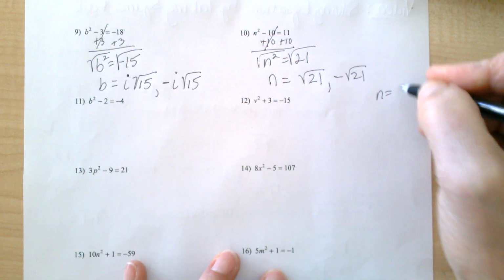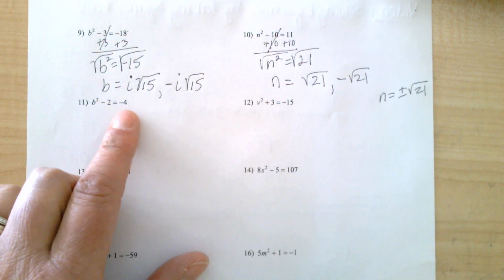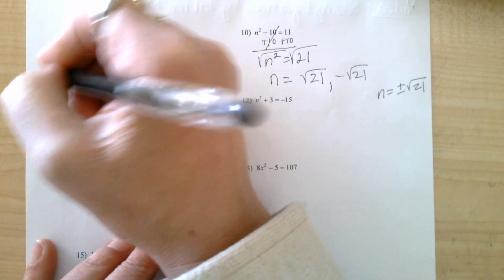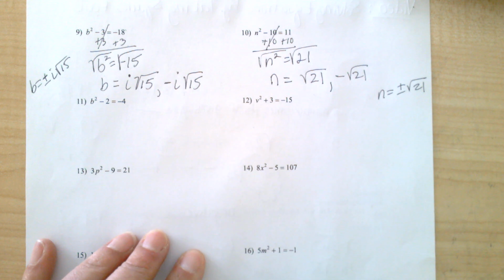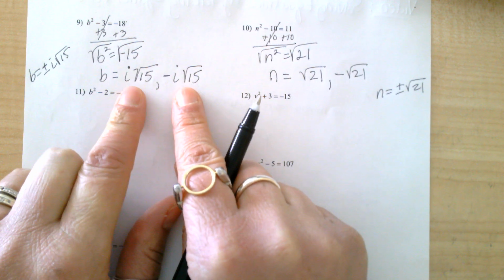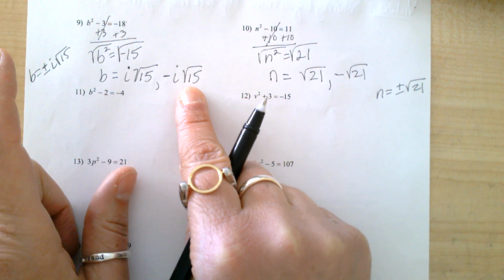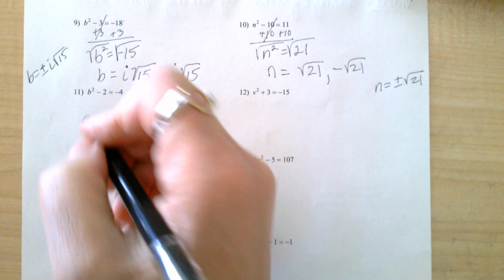If you do want to write it as plus or minus the square root of 21, feel free to do so. Same here. If you do want to write it as plus or minus i times the square root of 15, you're more than welcome to. If this helps you to make sure that you're not forgetting that plus and minus, that's absolutely fine. However, just know that there are two answers. It is squared, so there are two answers. All right, let's move on.